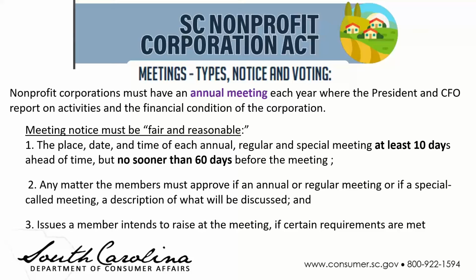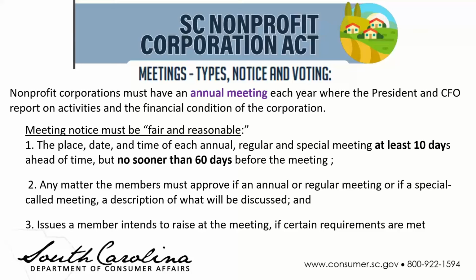Now, as far as meeting requirements, including the types of meetings, the notice required, and voting, as you can see, it's a little more detailed than what the Homeowners Association Act requires. Nonprofit corporations must have an annual meeting each year where the president and the chief financial officer report on activities and the financial condition of the corporation. Meeting notice given to members must be fair and reasonable.